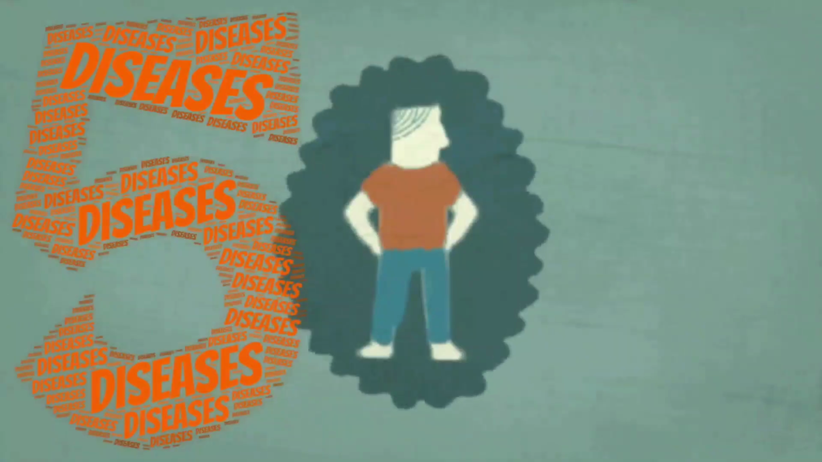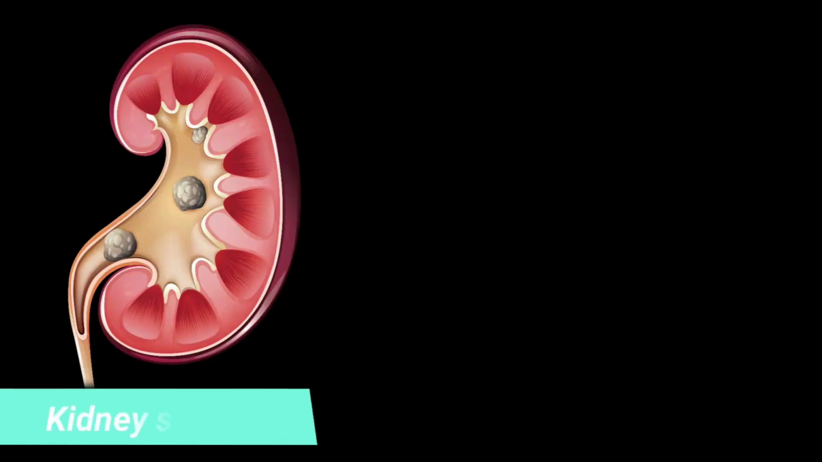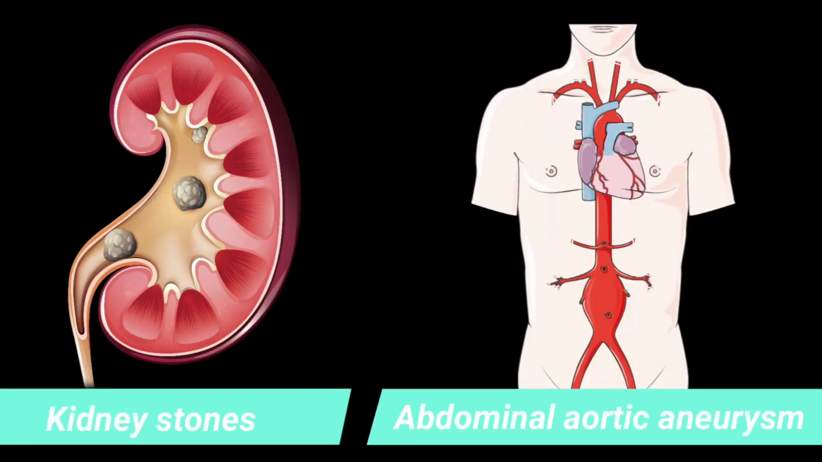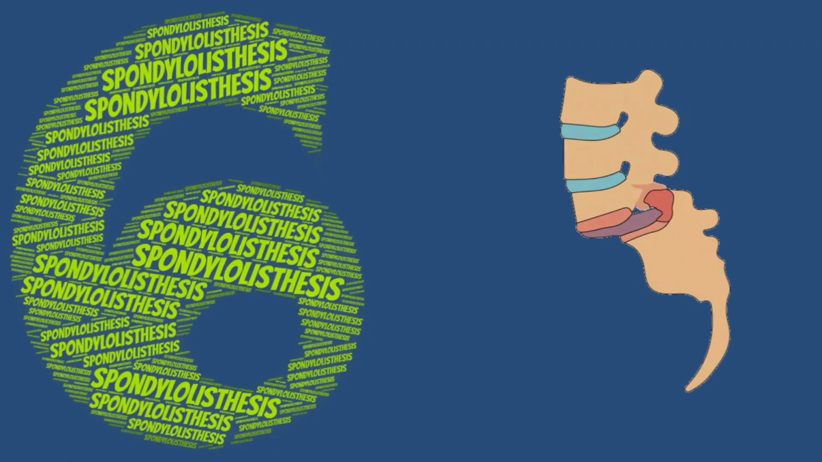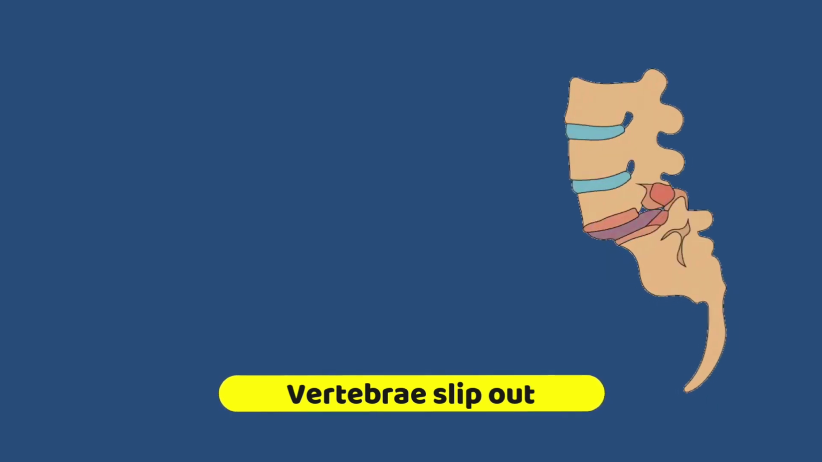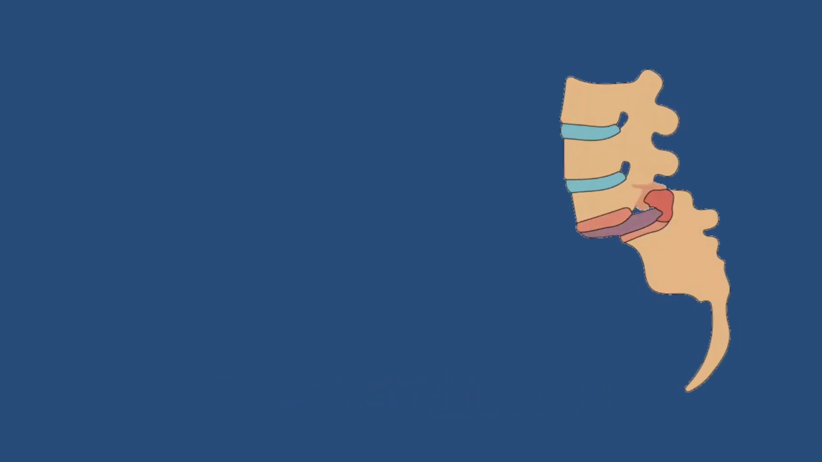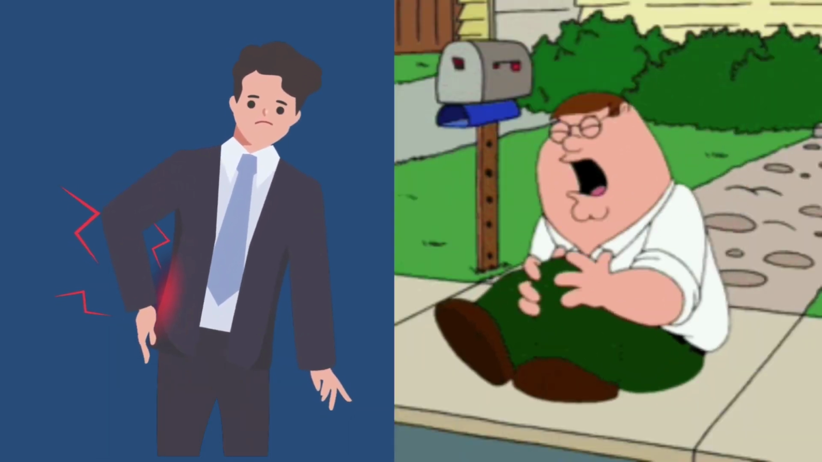Fifth one is diseases. Spine tumors, infections, and several types of cancer can cause back pain. Other conditions can cause back pain too. These include kidney stones and abdominal aortic aneurysm. Sixth one is spondylolisthesis. This condition causes the vertebrae in the spine to slip out of place. So spondylolisthesis leads to lower back pain and often leg pain as well.